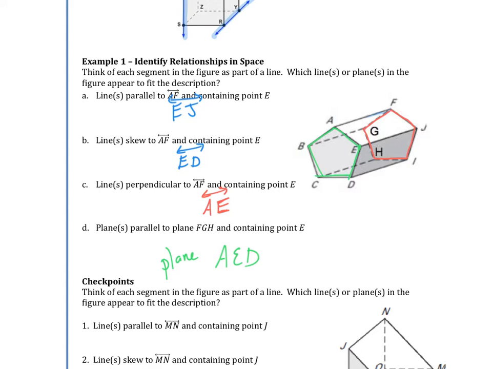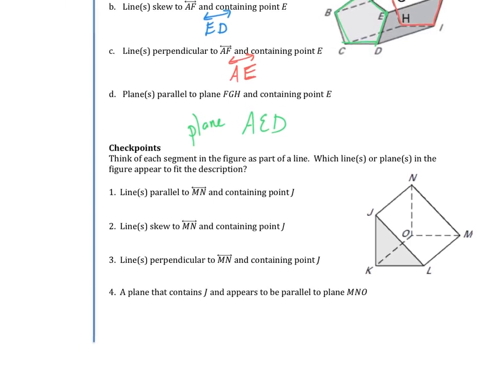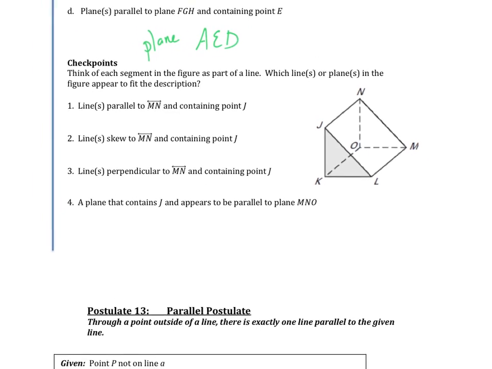The green plane and the red plane are kind of like two opposite walls in a room. They'll never cross, and so it means they're parallel to each other. So those planes are parallel because they never will cross each other. Right, and then we have some checkpoints.